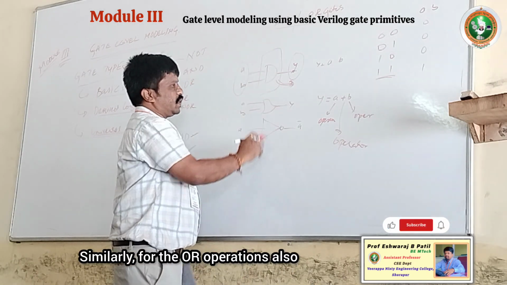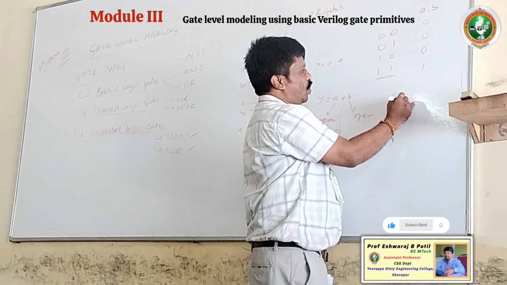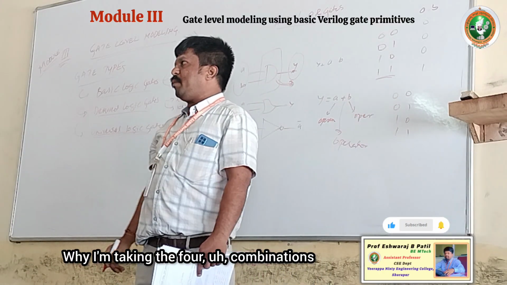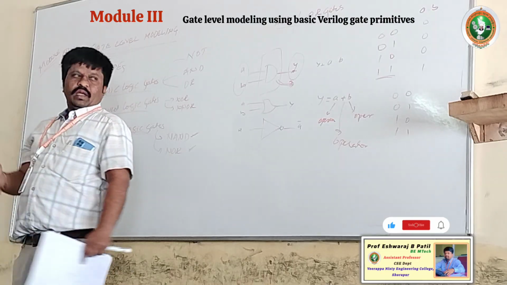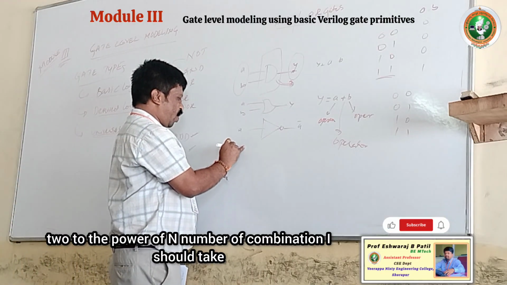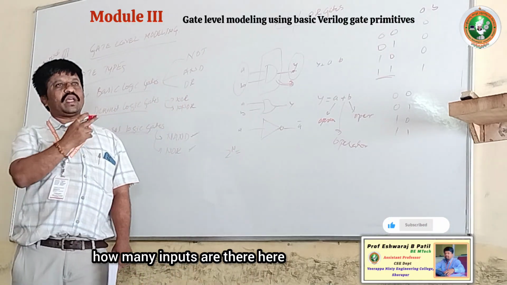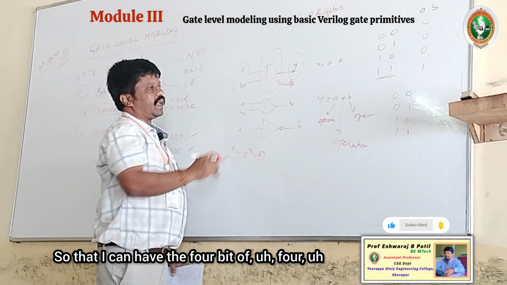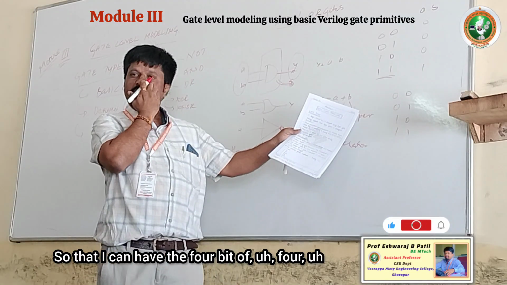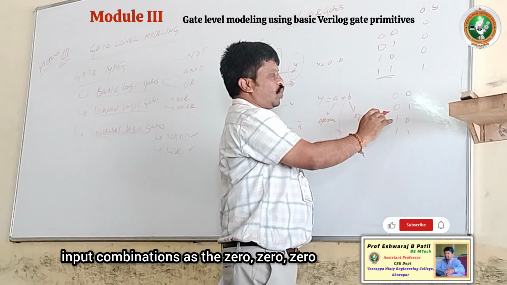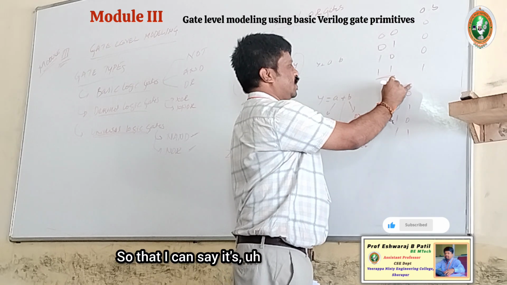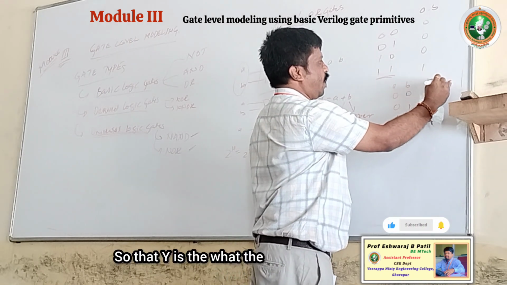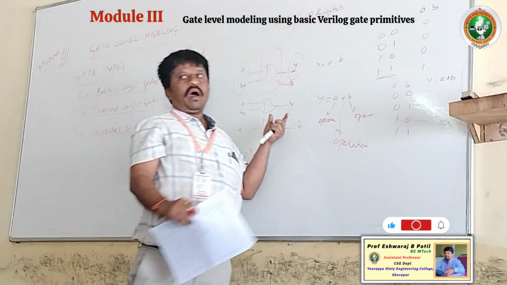Similarly for the OR operation: 00, 01, 10, 11. Why am I taking 4 combinations? We should take 2 to the power of n combinations. How many inputs are there here? 2, A and B. 2 to the power of 2 is 4. So I can have 4 input combinations: 00, 01, 10, 11, with A as one input and B as the other, so that Y equals A plus B for the OR operation.